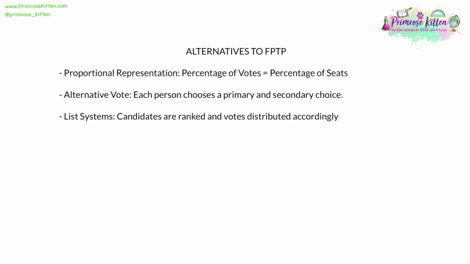There are several alternatives to first past the post. In proportional representation, the percentage of the votes equals your percentage of the seats. In the alternative vote system, each person chooses a primary and secondary choice. The votes are then distributed accordingly. In the list system, candidates are ranked, and votes are then distributed on the basis of these ranks.